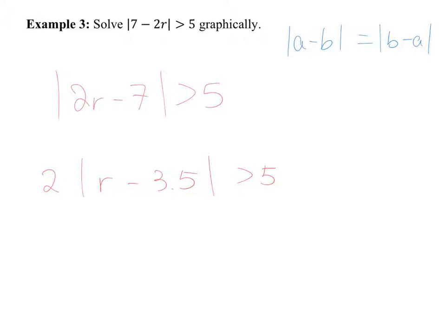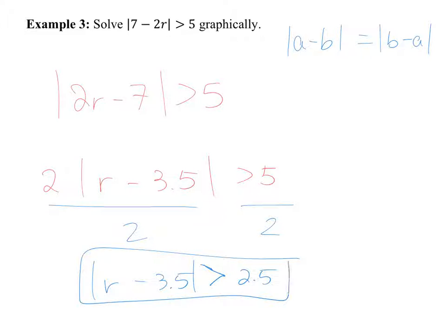Okay? Yeah, the next step, Tristan already kind of jumped ahead, was, hey, how do I get rid of this 2 now? Divide by 2 on both sides. And this is the arrangement we're going to use to graph. So go ahead and graph this here. Okay, so yes, you could divide everything by 2, absolutely.